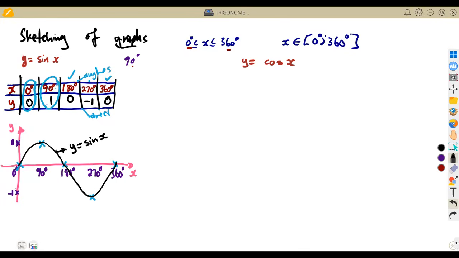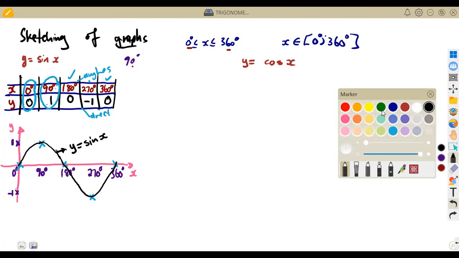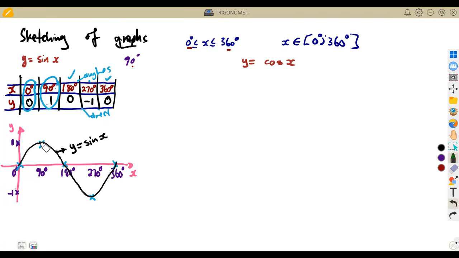If we analyze our graph here, we are going to see that the maximum value of our graph at this point corresponds to 1. The minimum value corresponds to -1. If we go up to the maximum value, this is where we have a turning point. So this is actually a turning point.